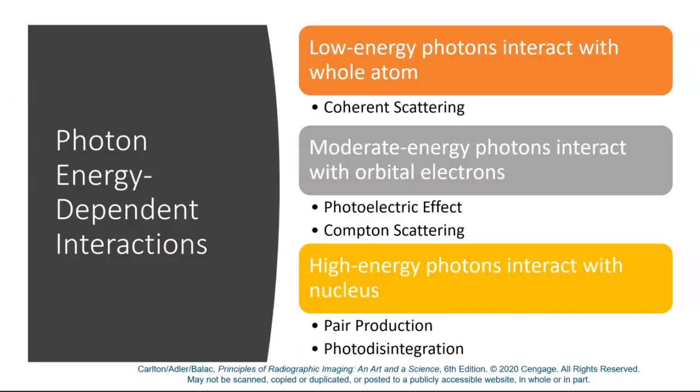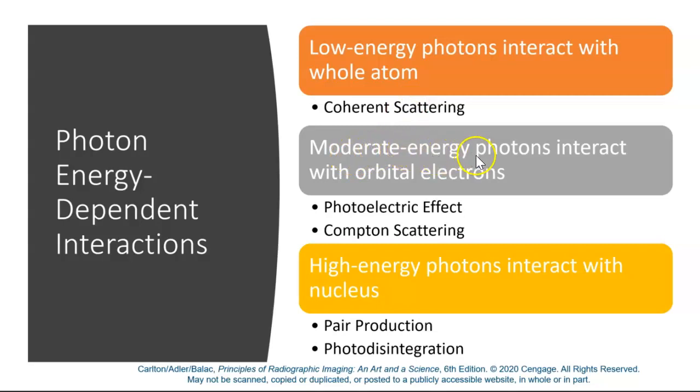All right, so low energy photons interact with the whole atom. The type of interaction is called coherent scattering. And remember how I told you, just the photon coming out of the X-ray machine, we're going to call that the incident photon. So any incident photon that changes direction is called scatter. So this is coherent scattering. This is low energy.